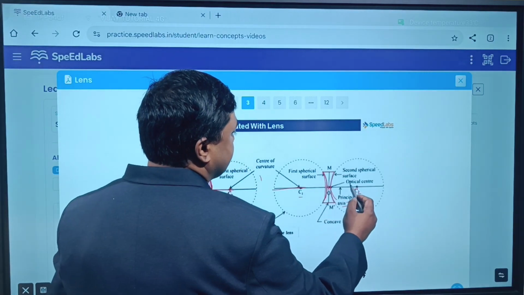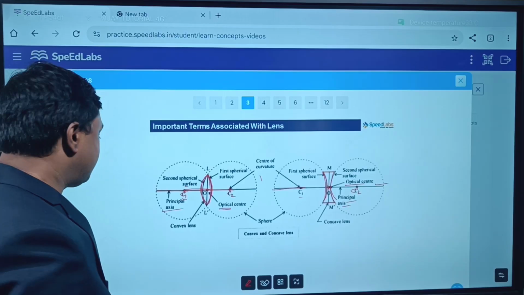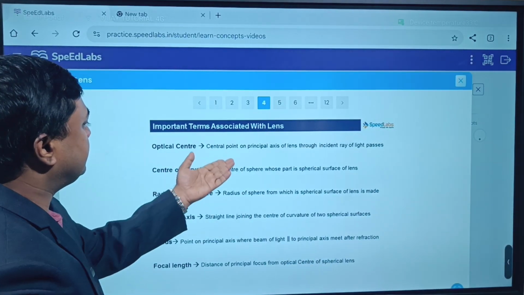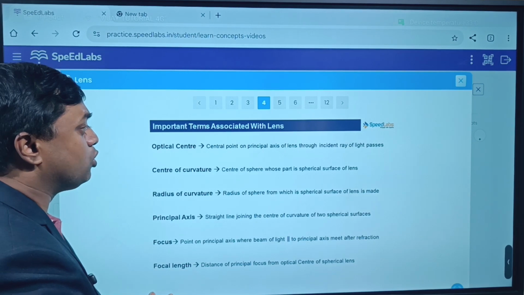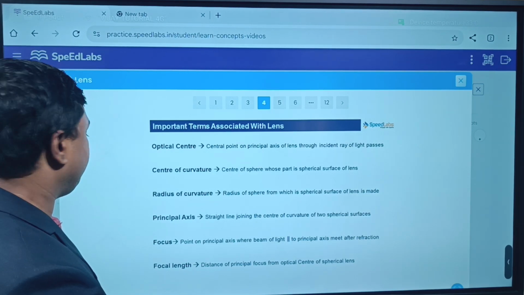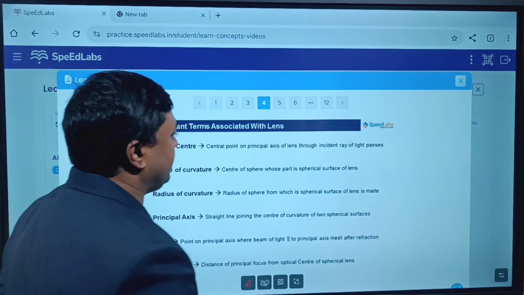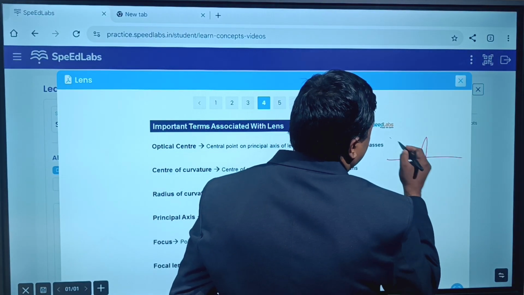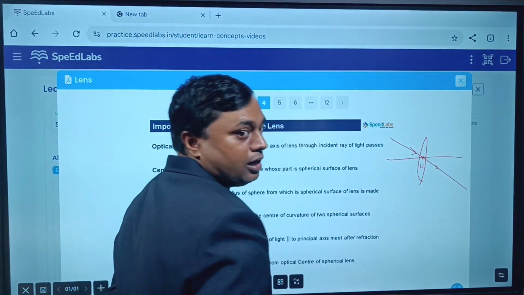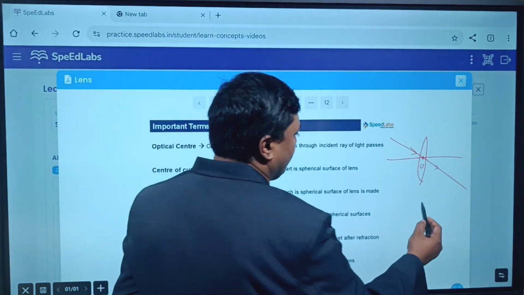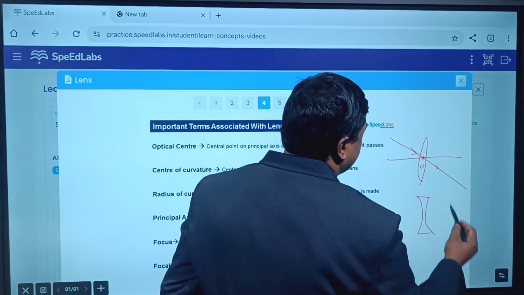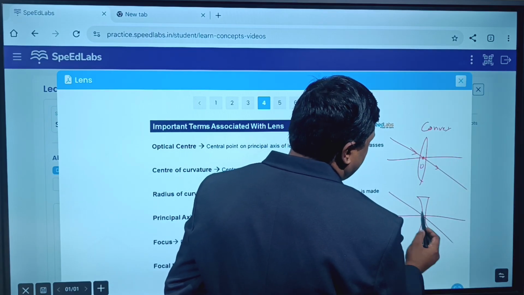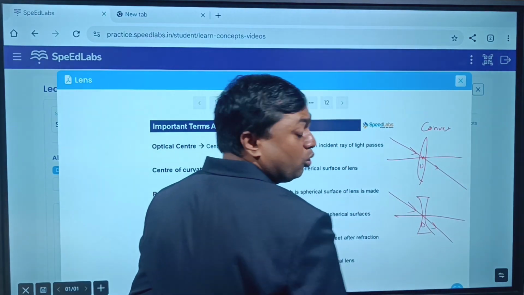Here also the optical center is there, the midpoint of the lens. Here the definition you can go through. Optical center: the central point on the principal axis of the lens through which an incident ray of light passes. See what happens when a ray of light passes through the optical center: it goes undeviated. In case of a convex lens and also a concave lens, if a ray of light passes through the optical center, it goes undeviated.